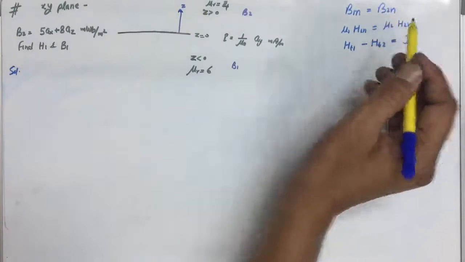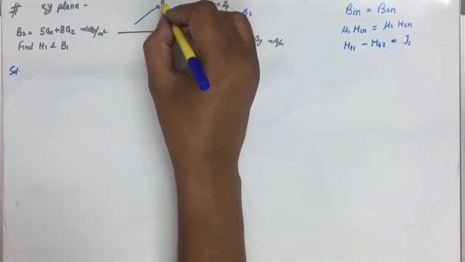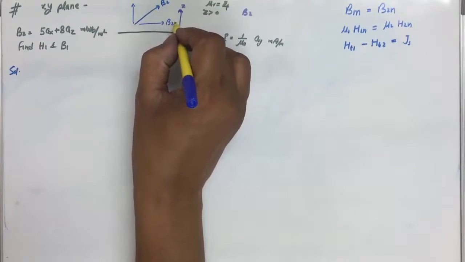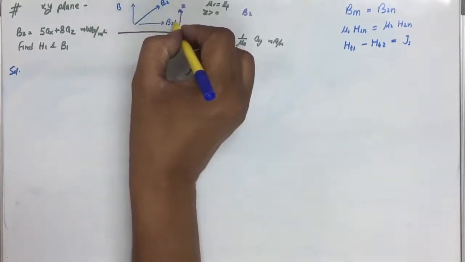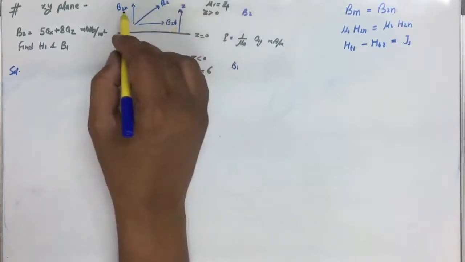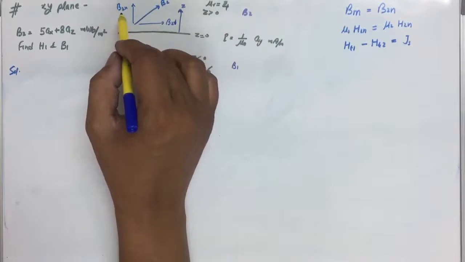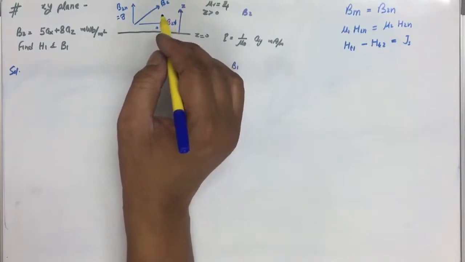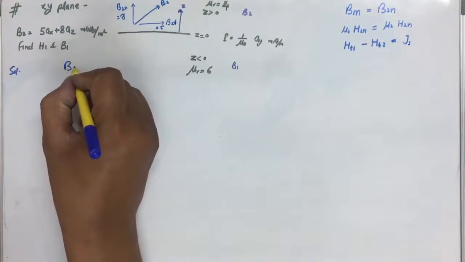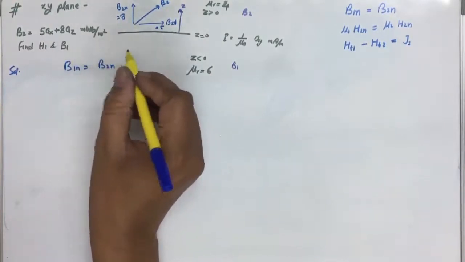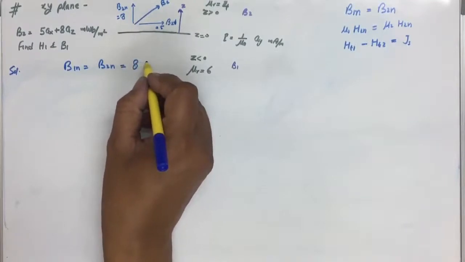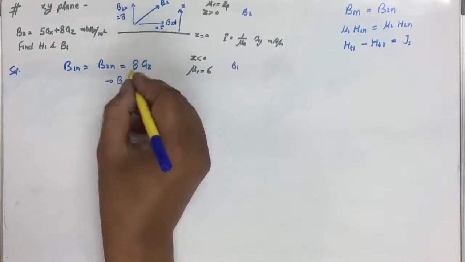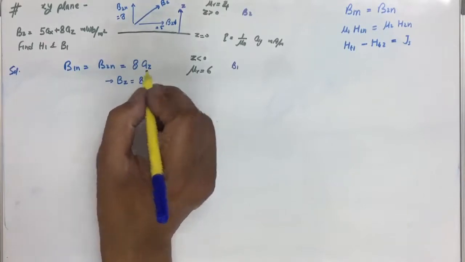We know B2. It has two components, B2t and B2n. N is in the direction of Z, so it is 8 and the tangential one is 5. So from here we can write B1n is equal to B2n as it is continuous, so that is 8 in the direction of AZ. So B in the Z direction is 8.